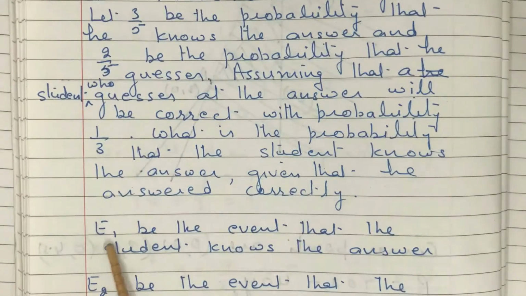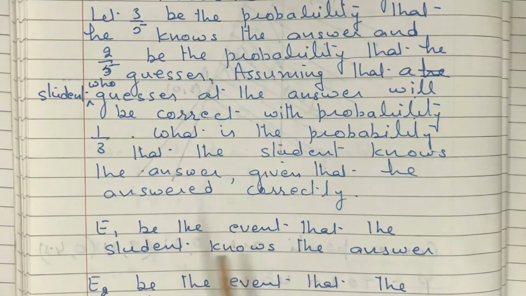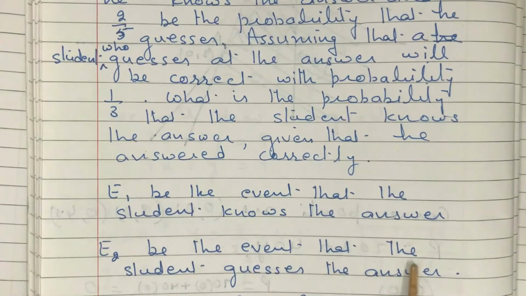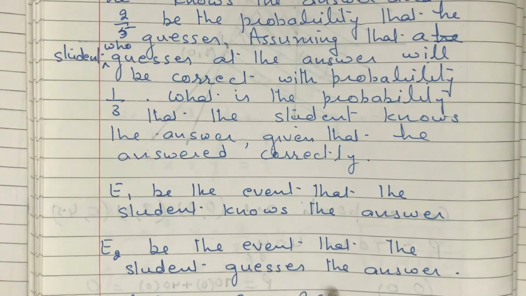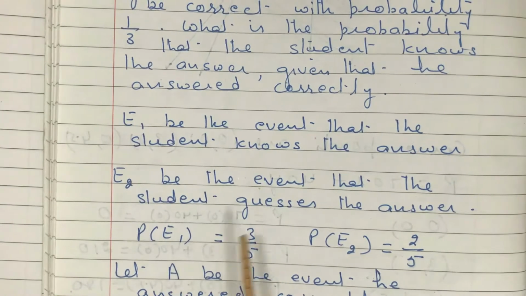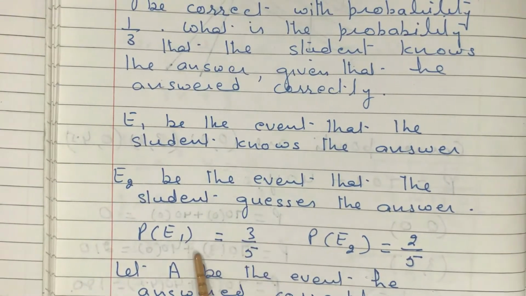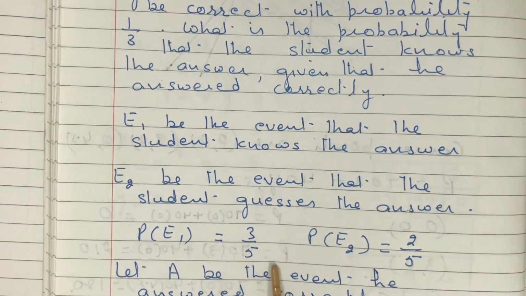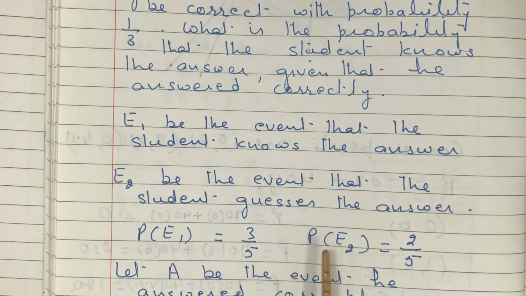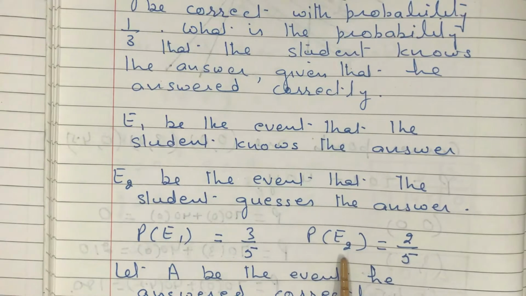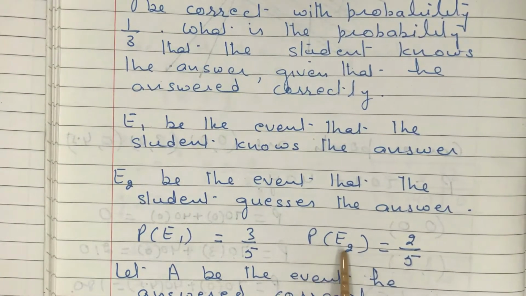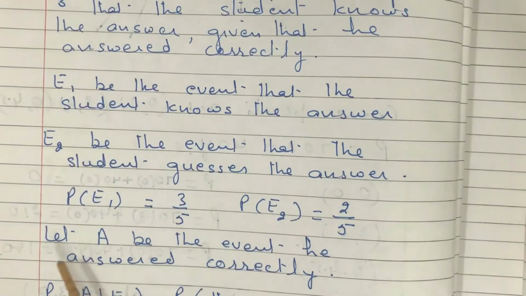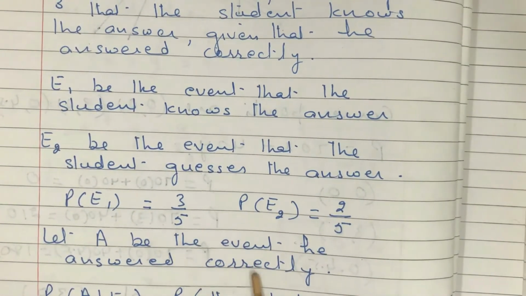Now let E1 be the event that the student knows the answer. Let E2 be the event that the student guesses the answer. Now probability of E1 is equal to 3/5, which is given to us. Probability that the student guesses the answer, that is probability of E2, is equal to 2/5. This is given to us. Let A be the event that he answered correctly.